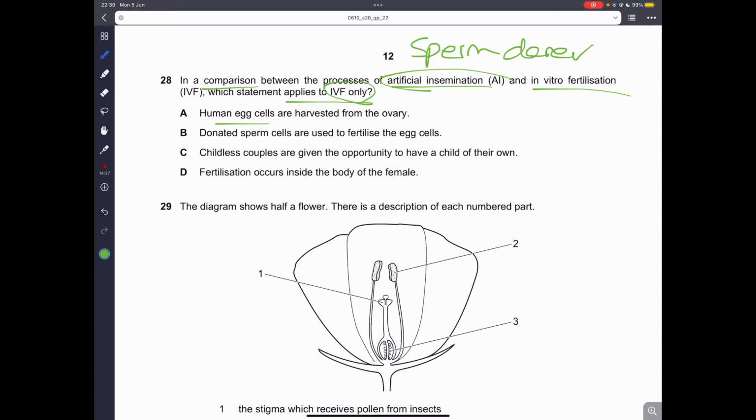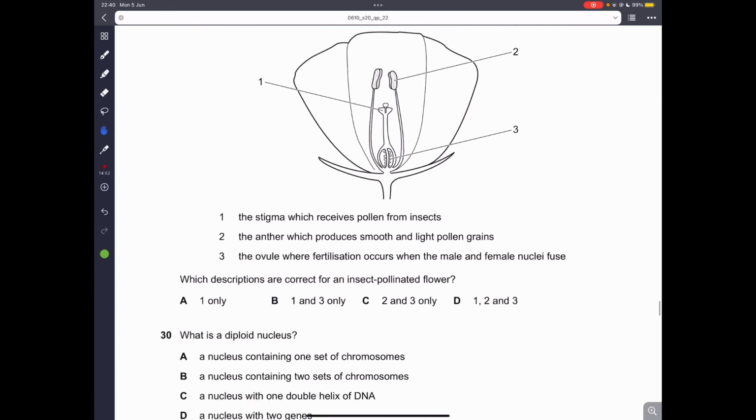Okay, so let's read the options. Human egg cells are harvested from the ovary. This is correct. Only IVF does this process. They harvest the egg cells from the female body, but in AI, or artificial insemination, they do not harvest the egg cell. However, they do harvest the sperm from a sperm donor and insert it inside the vagina. And so A is the correct answer.